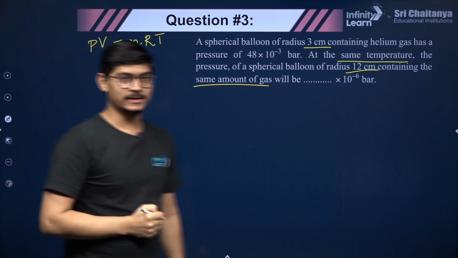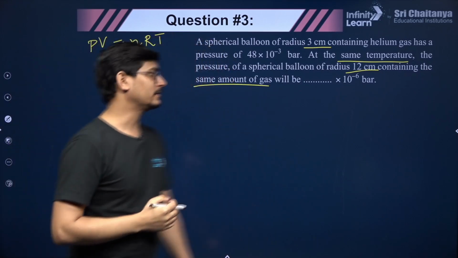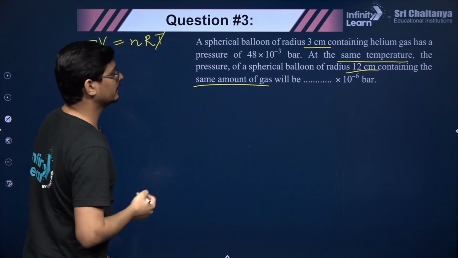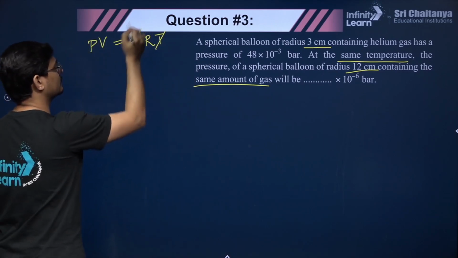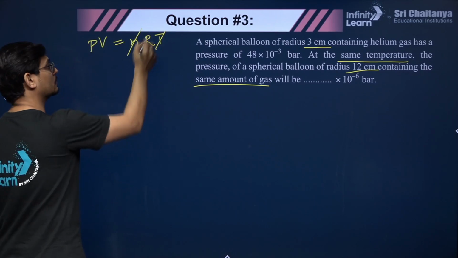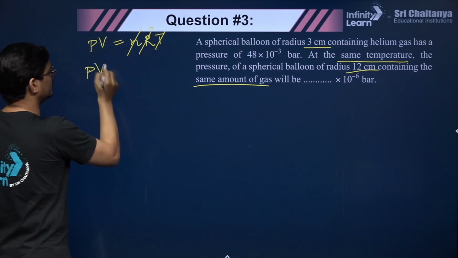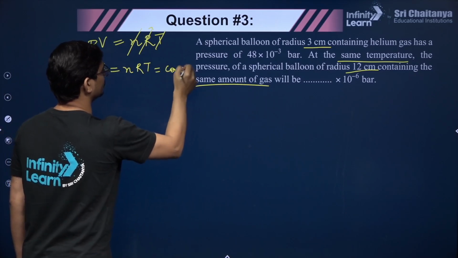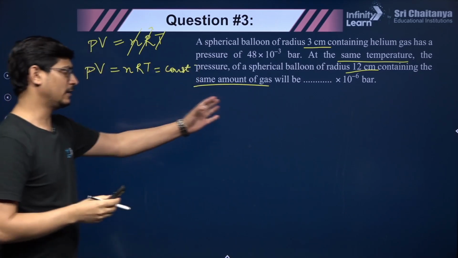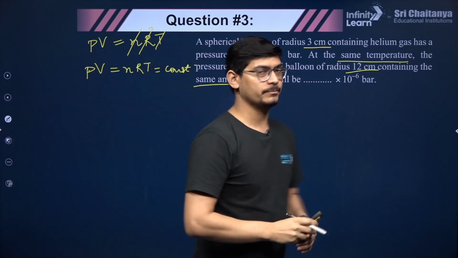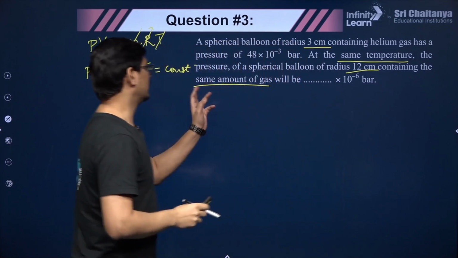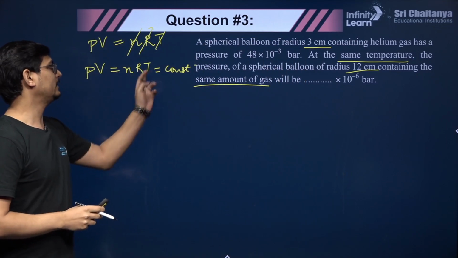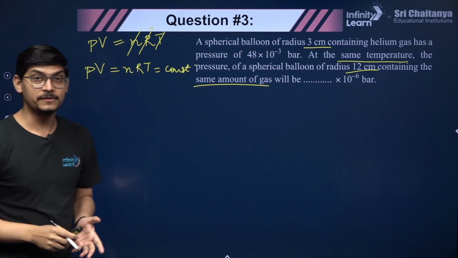Out of the two given cases, what parameters are constant? First, temperature is constant, and the same amount of gas, that is also constant. R is also constant. So basically here PV, which is equal to nRT, is a constant. I hope you can figure that out from the question itself. Temperature and number of moles, these two parameters are constant, so of course PV will be constant.